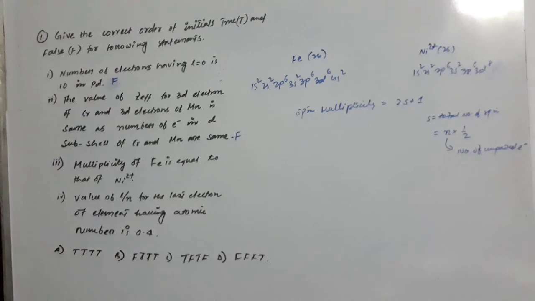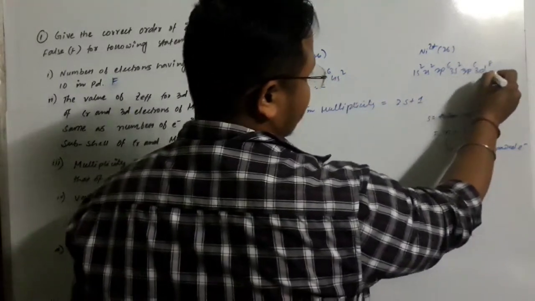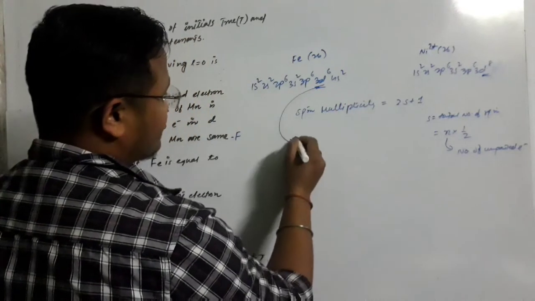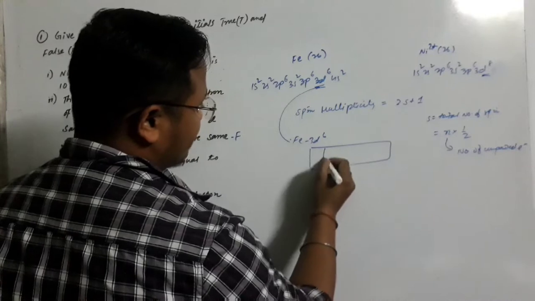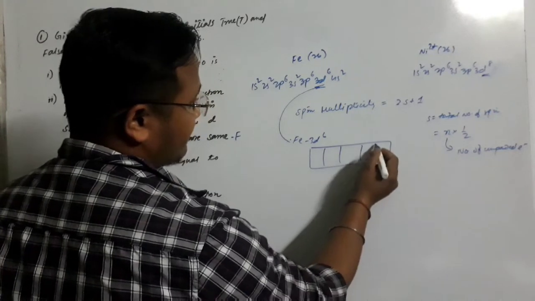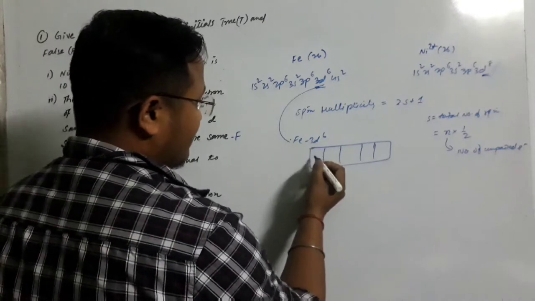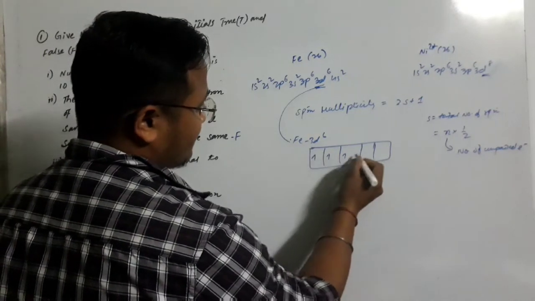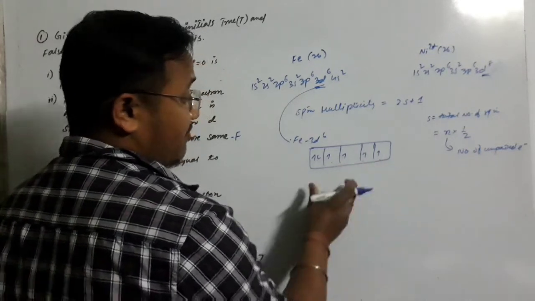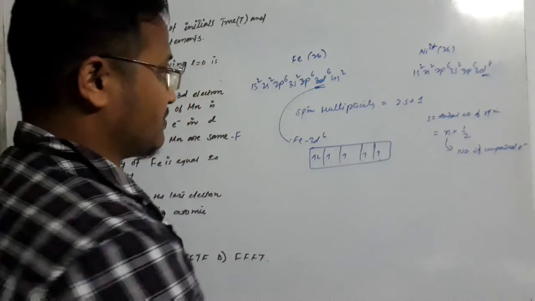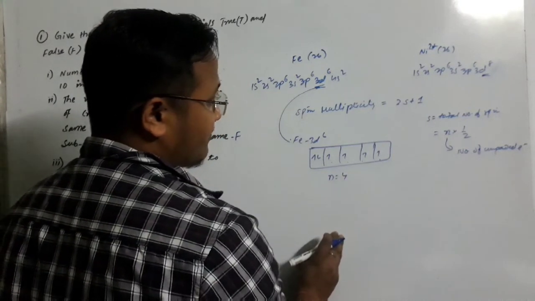Now, as you can see, this is the last orbital here, right? So in case of iron, it is 3d6. When we consider 3d6, the d orbital contains 5 subshells, right? So it will be 6 electrons: 1, 2, 3, 4, 5 and 6. So these 4 are not paired, right? So these are unpaired electrons. So n equals 4, right? n equals 4.